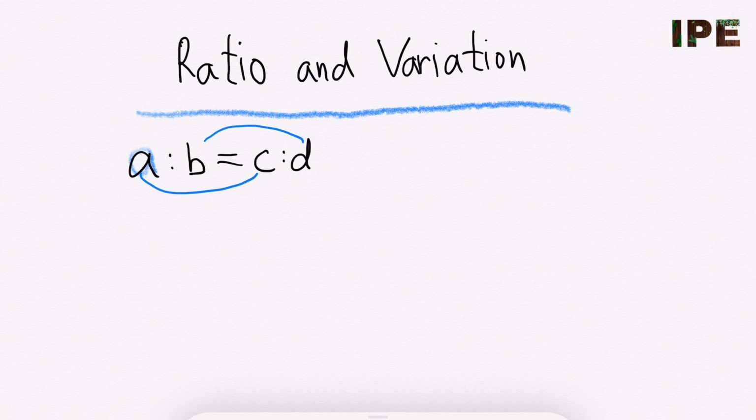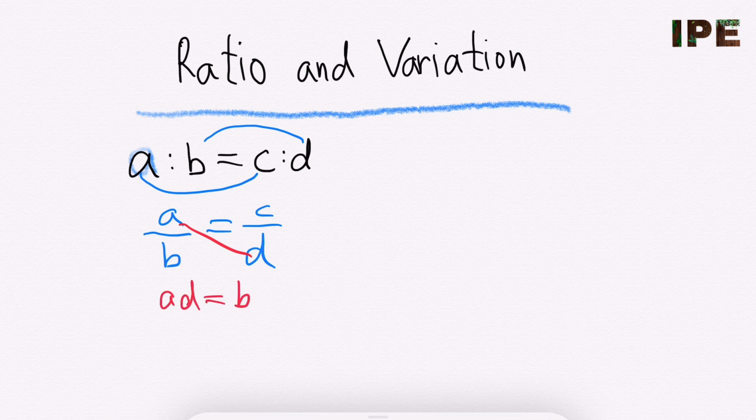And then how to solve this problem? Just change the ratio to a fraction. A to B is equal to A over B. If we change A to B to fraction form, that's going to be A over B. So A over B is equal to C over D. And then you can use cross multiplying, right? So AD equals BC. And then you can solve the normal equation.